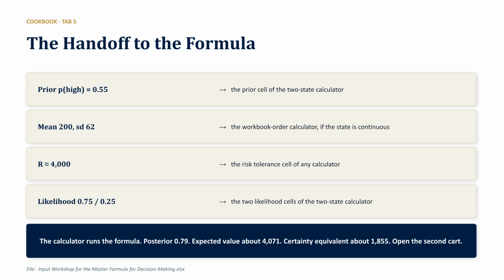Tab 5 acts as the final handoff to the master formula. Here, we collect our prior, risk tolerance, weights, and likelihoods. The calculator then runs the formula to provide the posterior, expected value, and the certainty equivalent, guiding you to a consistent decision based on your own audited inputs.